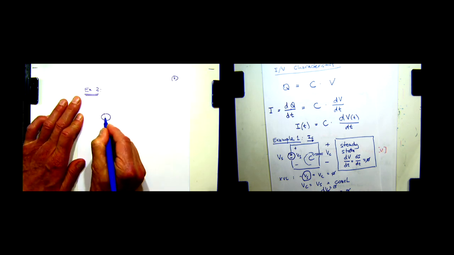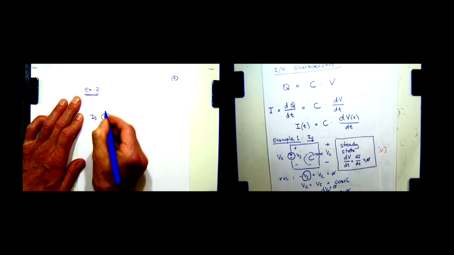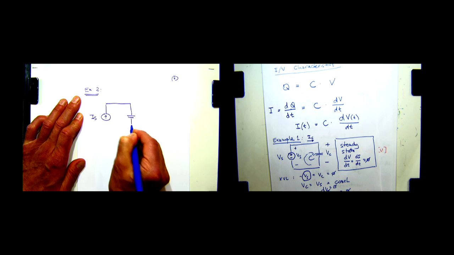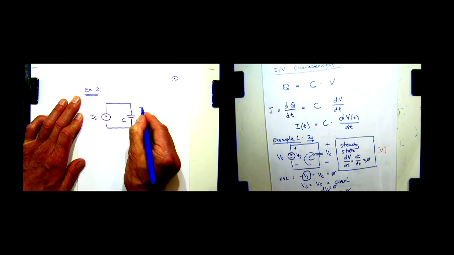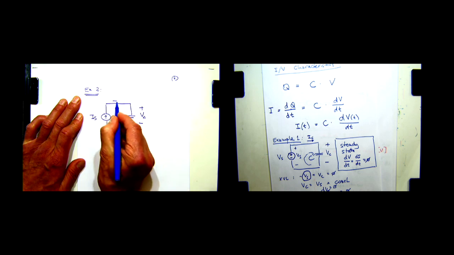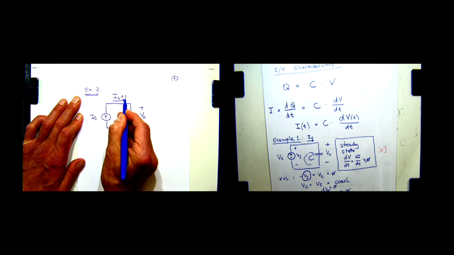Okay, this time we're going to do almost the same thing, but we're going to use a current source, Is. And we put this current source across a capacitor C. And again, we would like to know what is the voltage Vc. And of course, we know already what the current is here. Ic and Is are equal because of KCL.